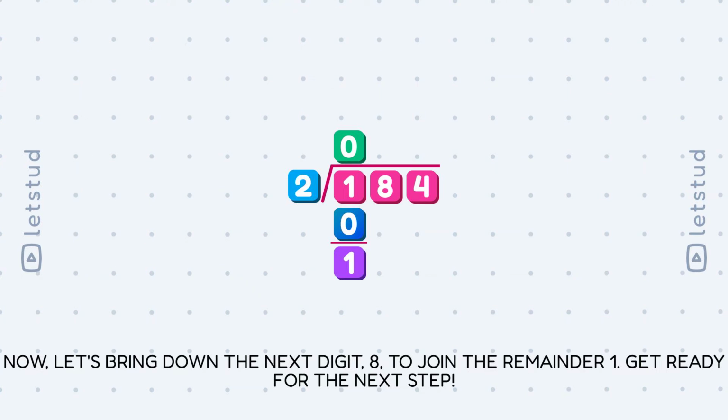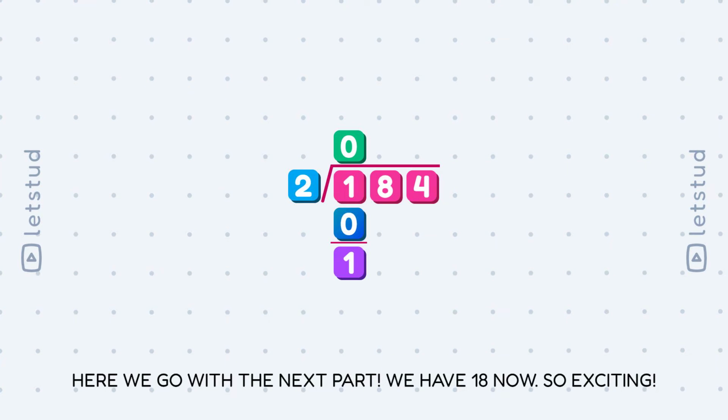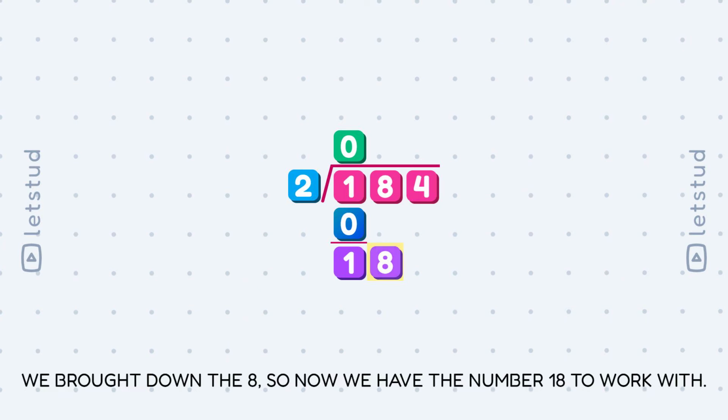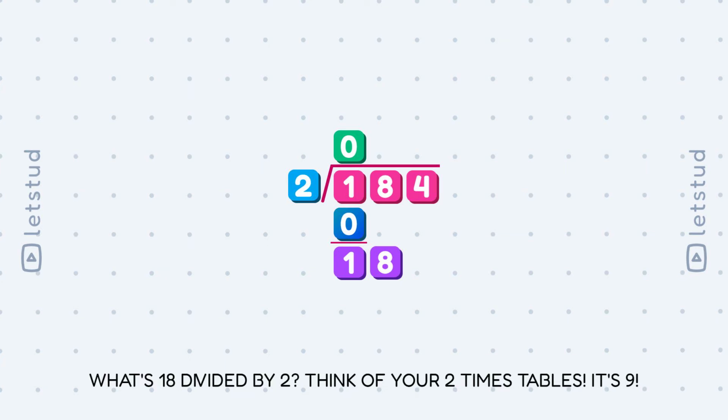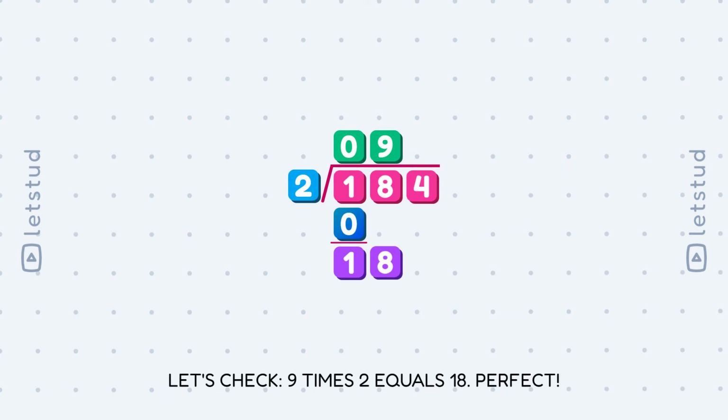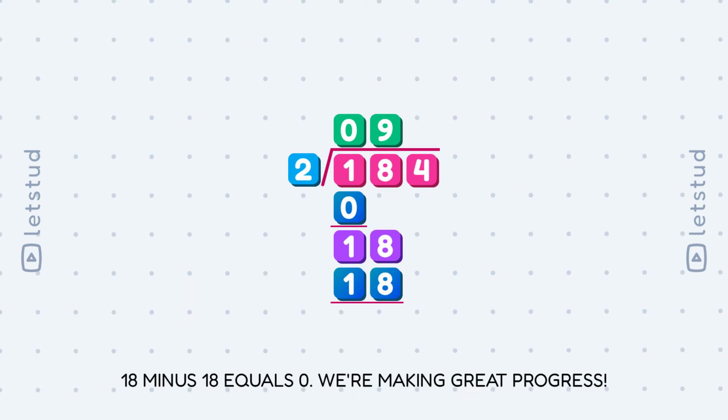Now let's bring down the next digit 8 to join the remainder 1. We have 18 now. We brought down the 8, so now we have the number 18 to work with. What's 18 divided by 2? Think of your 2 times tables, it's 9. Let's check: 9 times 2 equals 18. Perfect. 18 minus 18 equals 0.